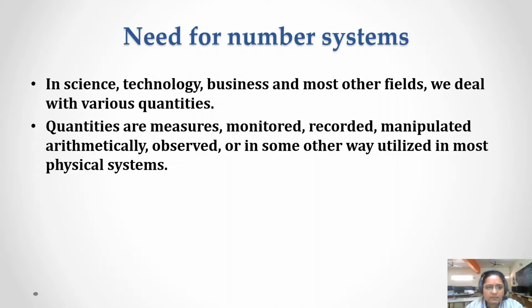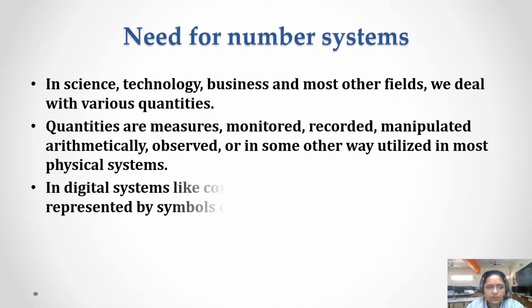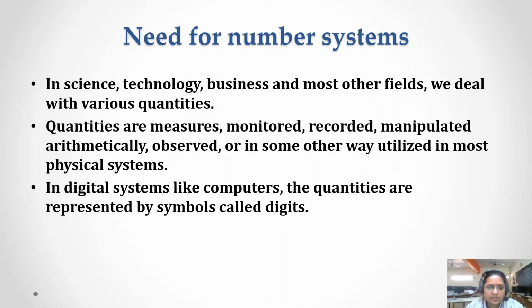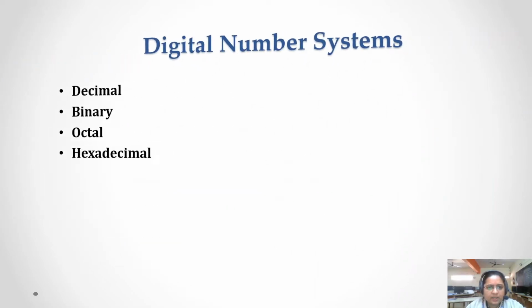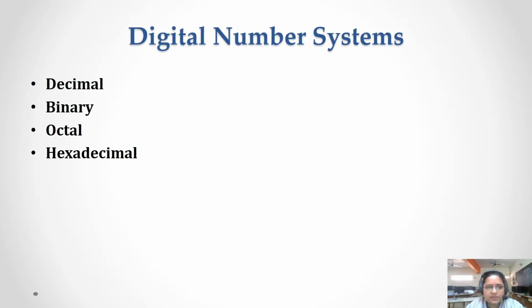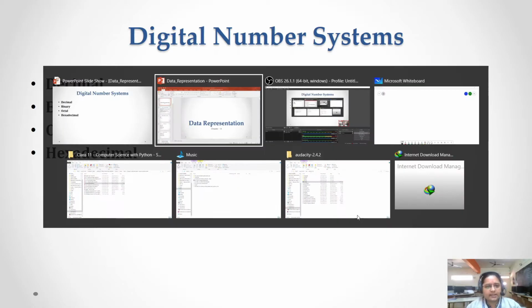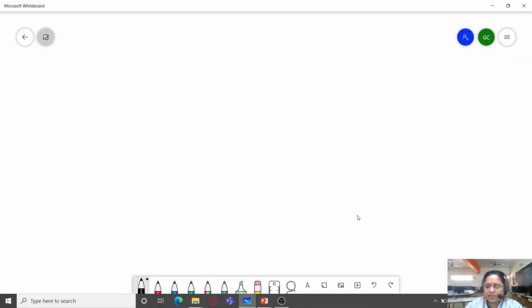So quantities are measured, monitored, recorded, manipulated arithmetically, observed, or in some other way utilized in most physical systems. And in digital systems like computers, quantities are represented by symbols called digits. Many number systems are used in digital technology that represent digits in various forms. So what are digital number systems? We basically have four number systems: decimal, binary, octal and hexadecimal. Let us see each one of them in detail.